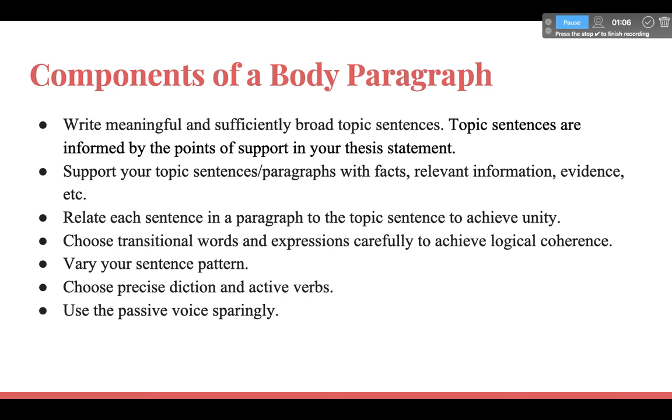Relate each sentence in a paragraph to the topic sentence to achieve unity. Choose transitional words and expressions carefully to achieve logical coherence. Vary your sentence pattern. Choose precise diction and active verbs, and use the passive voice sparingly.